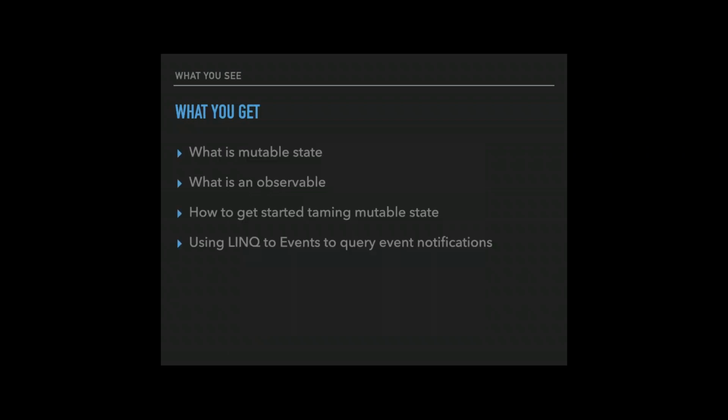So just kind of what you see and what you get. Today we're going to talk about what is mutable state. We're going to define it. We're going to talk about what is an observable. How do you use observables to tame this mutable state concept, and using LINQ to events to query event notifications. It's kind of like a boilerplate nicety.